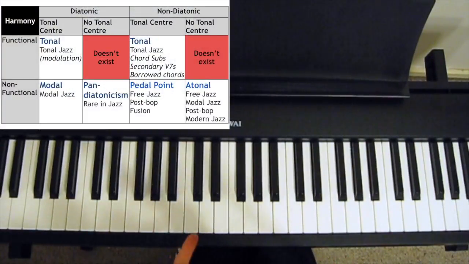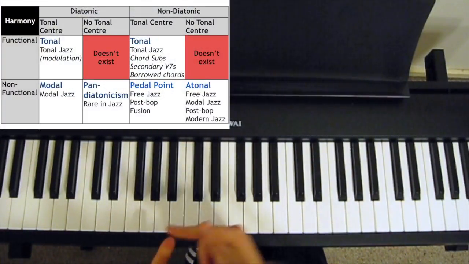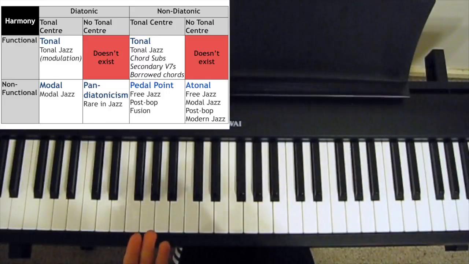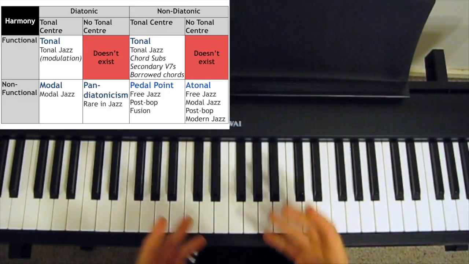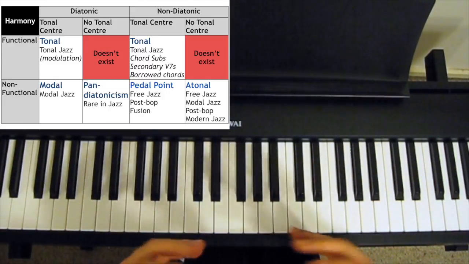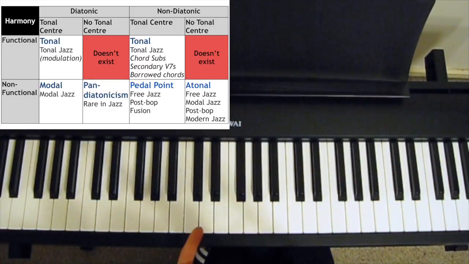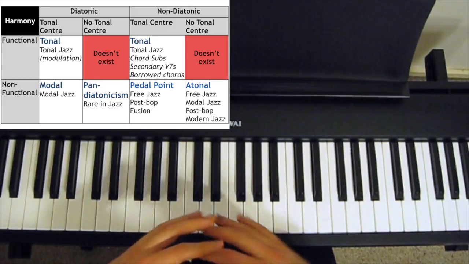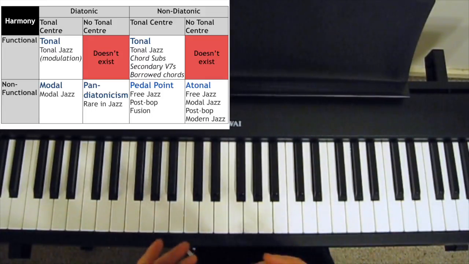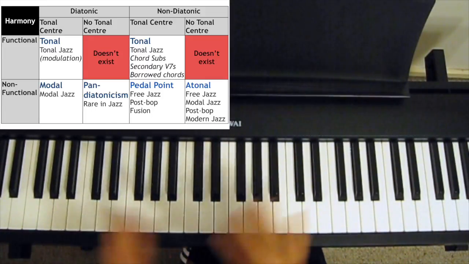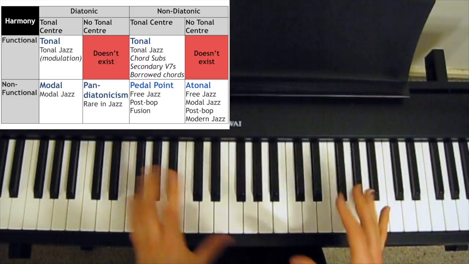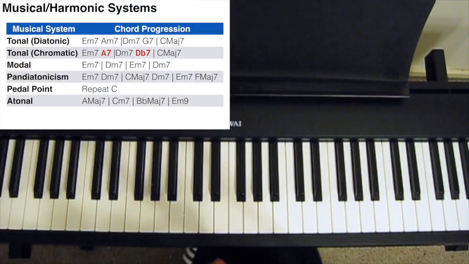And finally, if you have a non-functional chord progression, no tonal center, and non-diatonic chords, then you have an atonal harmony or musical system. Now this is used by some free jazz, some modal jazz, some post-bop, and a lot of sort of contemporary or more modern jazz. And I will have a separate video where I will go into this in a little bit more detail. But for example, you could have a chord progression as follows.